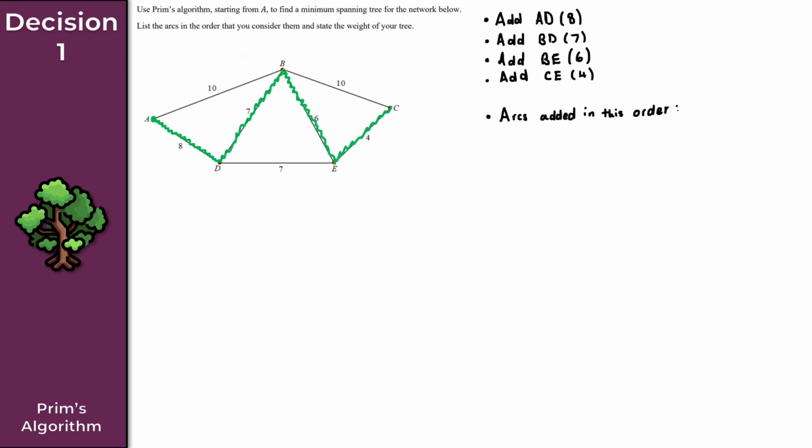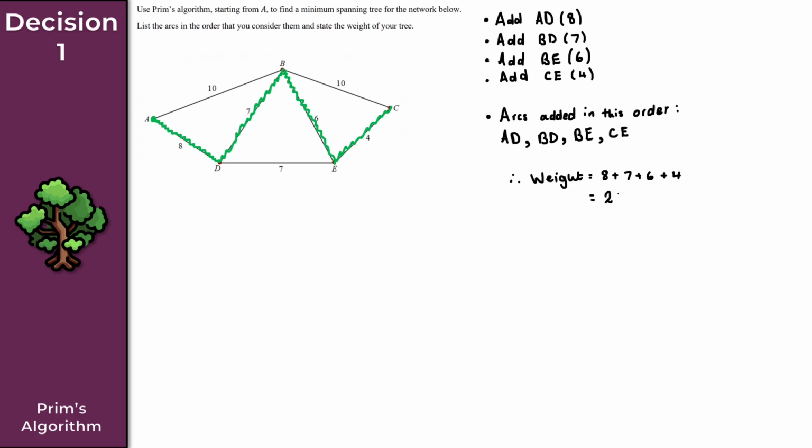So what did I choose here? So I had AD, BD, BE, and CE. So AD, BD, BE, and then finally CE there. Okay, perfect. And what would be the weight then of this minimum spanning tree? So the weight here is equal to, so it's 8 plus 7 plus 6 plus 4. So 8 plus 7 plus 6 plus 4, that's 15, 21, 25.